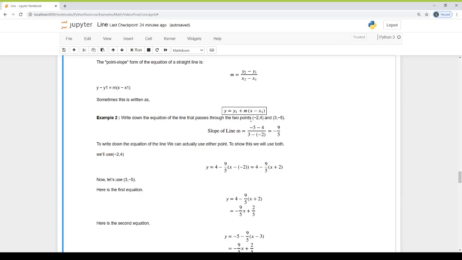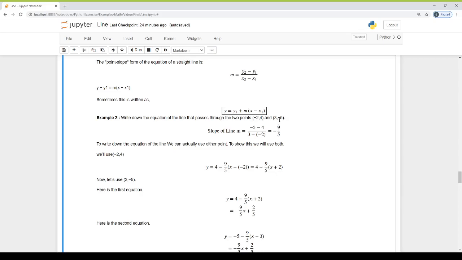So we can easily write the equation of the line, that is y is equal to y1 plus m into x minus x1. If we take this into consideration here, minus 2 is our x1 and 4 is our y1. So putting this in this equation, y is equal to 4 plus m, minus 9 by 5, into x minus this value of x1, minus 2. We get 4 minus 9 by 5 x plus 2.